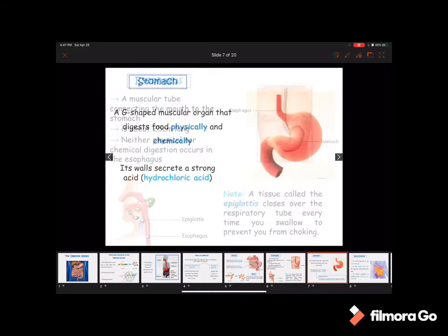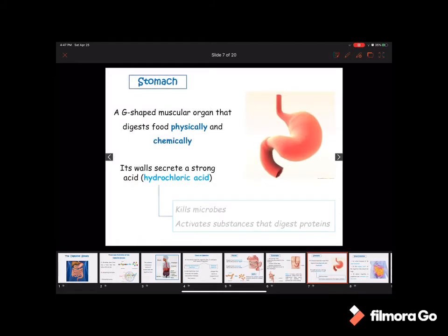We now get into the stomach because we know the role of the esophagus is technically to bring down the food from the mouth to the stomach. So now the food is in the stomach. If you look at the stomach, it's G-shaped. They consider it G because it looks like the letter G. Right? And it digests food physically and chemically. So the stomach does two types of digestion.